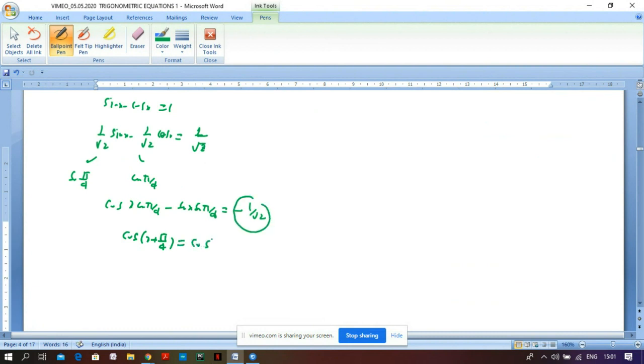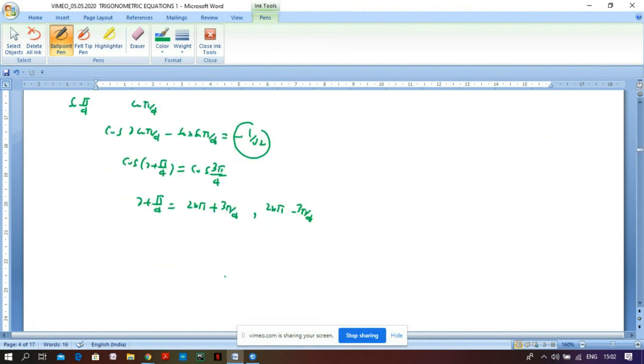That is cos of 3 pi over 4. Cos pi by 4 is positive, and 3 pi by 4 of course is negative. So there is 3 pi by 4. And now the solution is x plus pi by 4 is 2n pi plus 3 pi by 4, or it can be 2n pi minus 3 pi over 4.